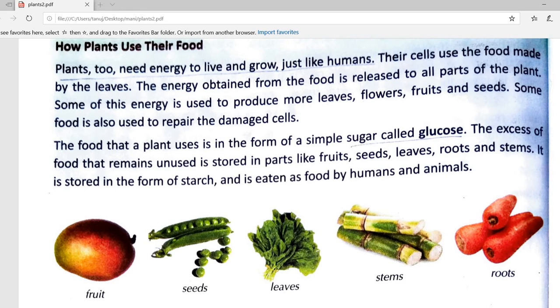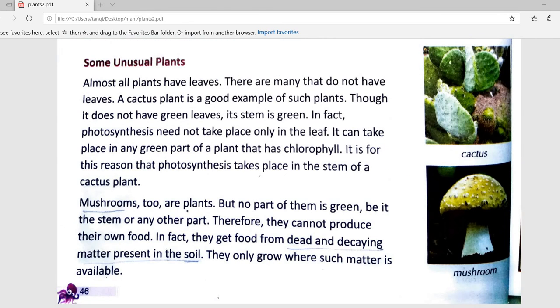Yes, continuing this lesson, the next topic is some unusual plants. Most plants have leaves to prepare their food, but a few plants, desert plants we can say, do not have leaves. They have thorns on the body in place of leaves.